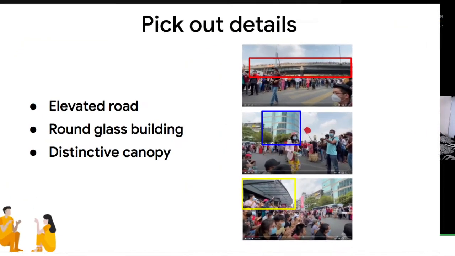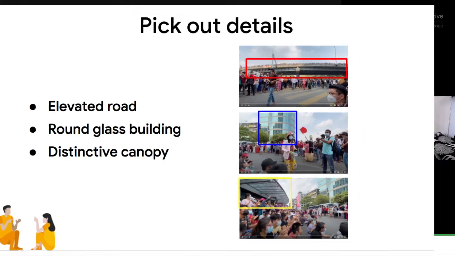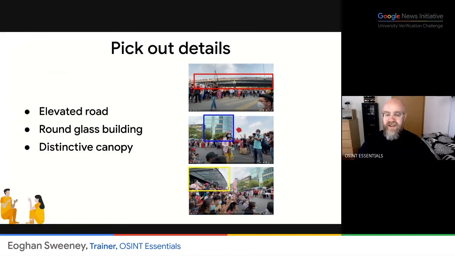It's important to pick out details that you think will be visible to you also if you get into a street view. So when you go through this video, you can see this quite distinctive elevated road. Then there's a round glass-sided building, which also should be quite distinctive. And toward the end of the video, you can see people are sitting under some kind of a canopy or shelter.